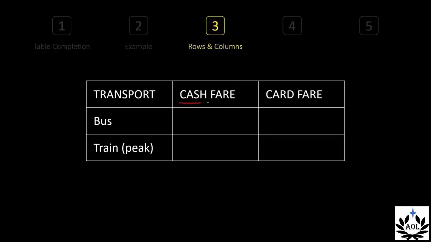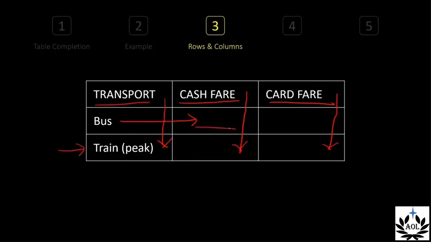If you look here, we have cash fare, card fare. When they talk about cash fare, they're going to talk about this column. When they talk about card fare, they're going to talk about this column. When they talk about transport, what kind of transportation is used, they're going to talk about this column. Now look at the rows. When they talk about bus, cash fare, they're going to talk about this row. In the same way, for train in peak, they're going to talk about this row. The rows and columns will provide you information about what will be here. In a way, you can predict from here using rows and columns.